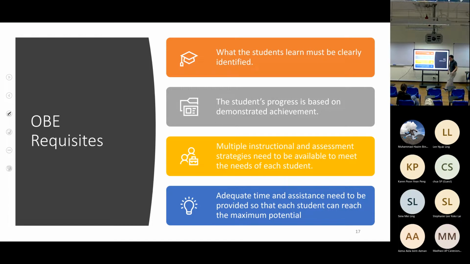Okay, now OBE requisites. What the student will learn must be clearly identified, must be very clear. Two, the student's progress is based on demonstrated achievement. Practical is easy. They demonstrate practically, but if it's a theory, also they need to demonstrate. Demonstrate doesn't mean exam. It could be just formative. They need to demonstrate their knowledge.